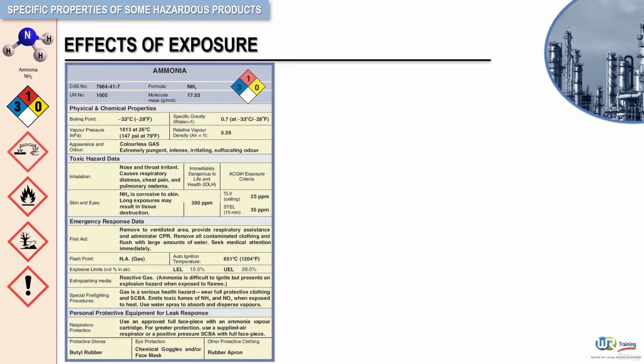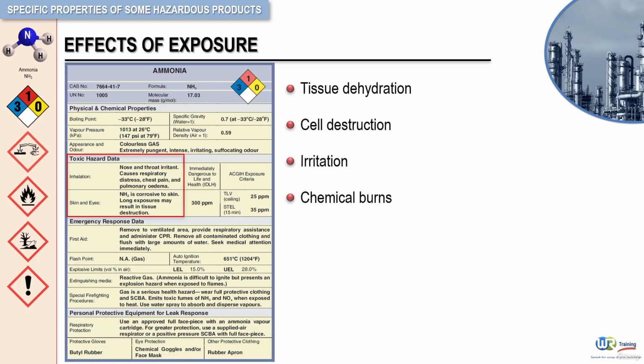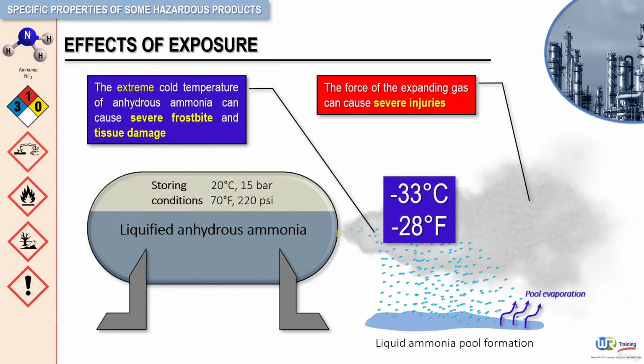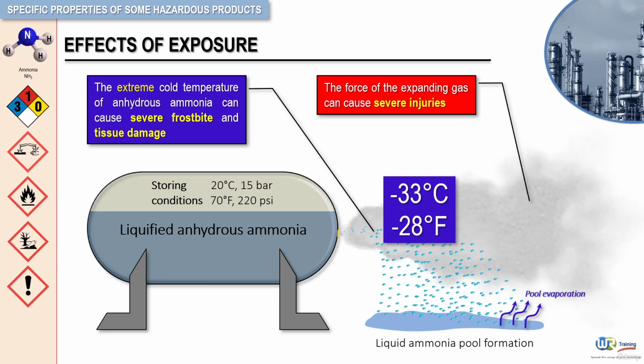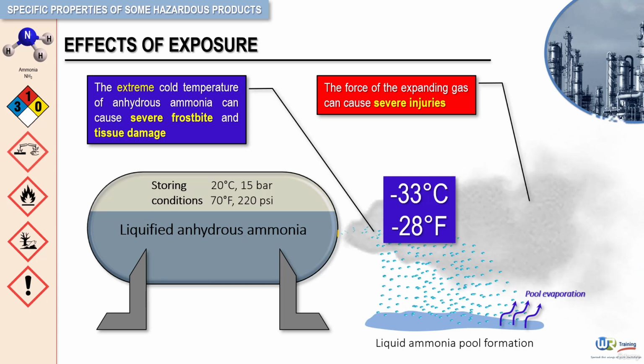At normal temperature and pressure, anhydrous ammonia is a gas that is both corrosive and toxic. When anhydrous ammonia comes into contact with your eyes, skin, lungs, or any mucous membrane, it will combine with the moisture present in these tissues, causing tissue dehydration, cell destruction, irritation, and chemical burns. In addition, many injuries also occur from unexpected high-pressure releases of anhydrous ammonia. The force of the expanding gas can cause severe injuries, while the extreme cold temperature of anhydrous ammonia can also cause severe frostbite and tissue damage.